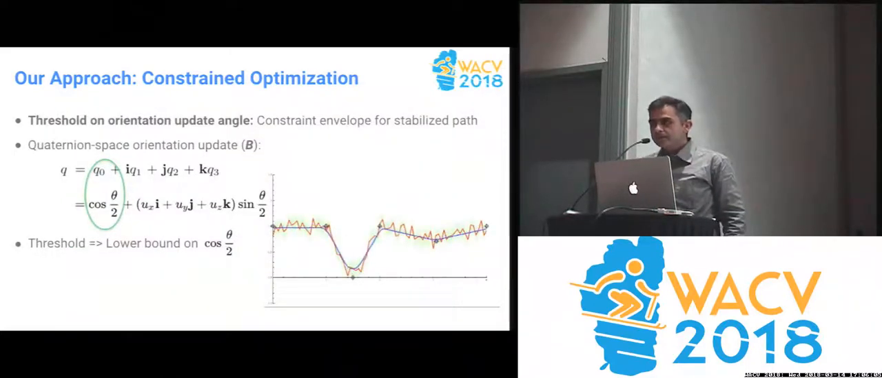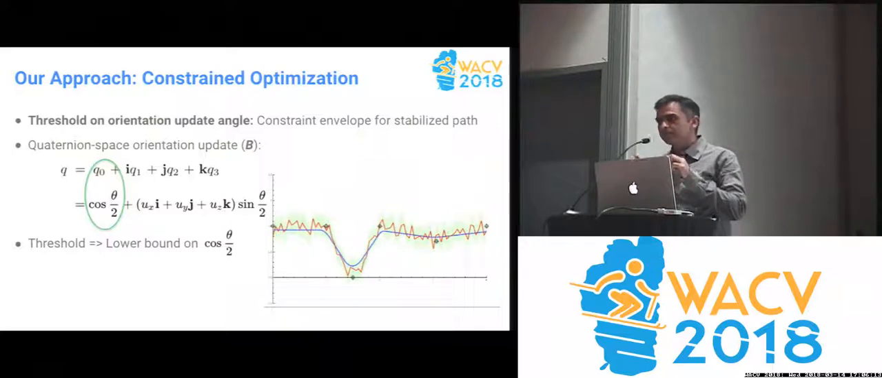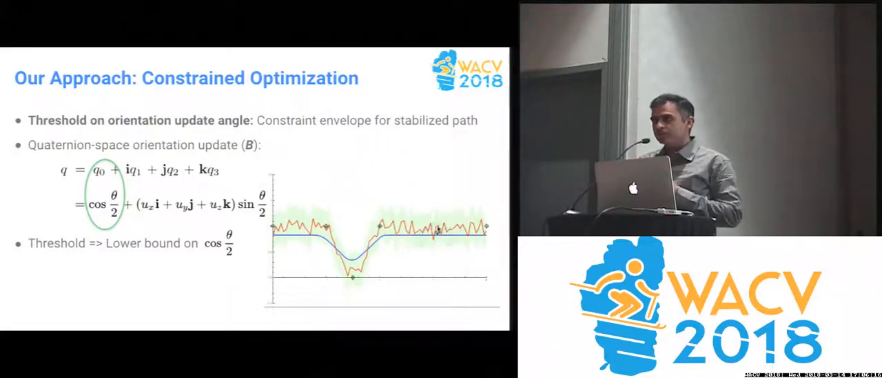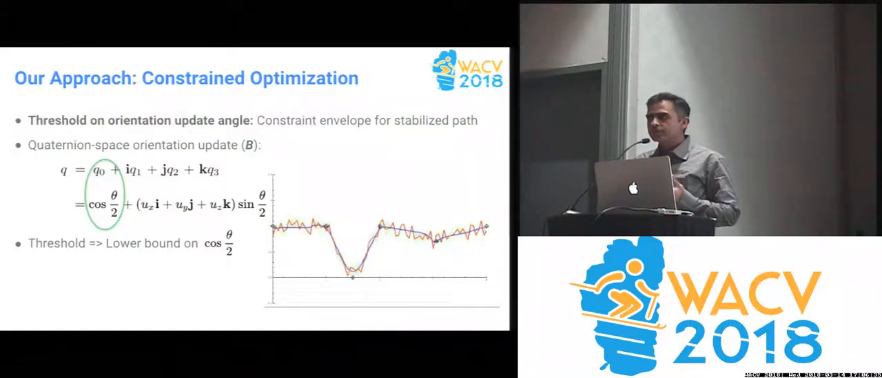The other ingredient here is the constraint itself. And that is expressed as a threshold on the orientation update angle. So if you look at the animation here, you'll see this green envelope developing, and that is controlled by your threshold. So the larger the threshold, the larger this envelope, and it gives you more freedom in where you put the stabilized path. Of course, after some threshold, you start losing in terms of how much stabilization you can achieve. And one observation we made here was that if you express your orientation in quaternion space, then you can translate this threshold simply as a lower bound on the first term of the quaternion, which makes the optimization problem easier to formulate and solve.